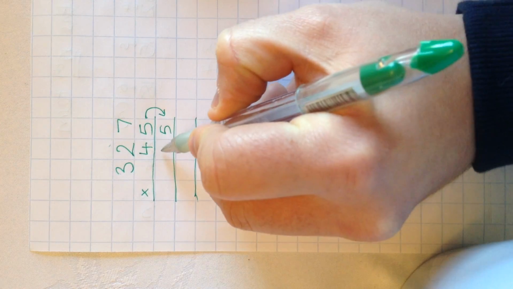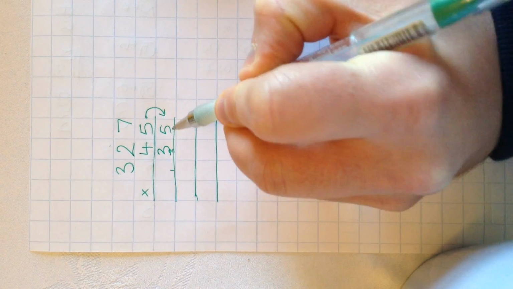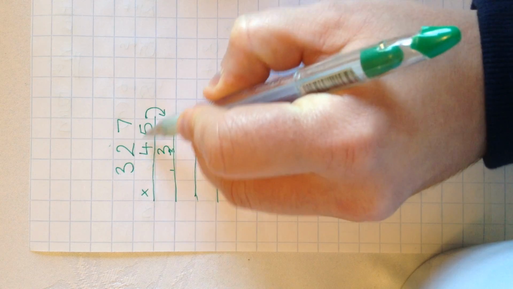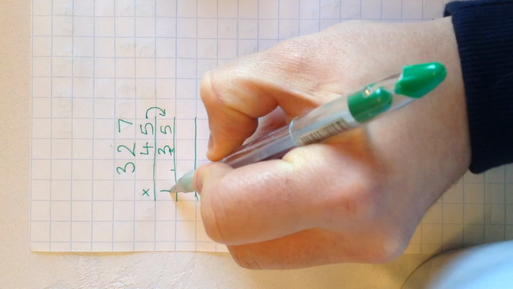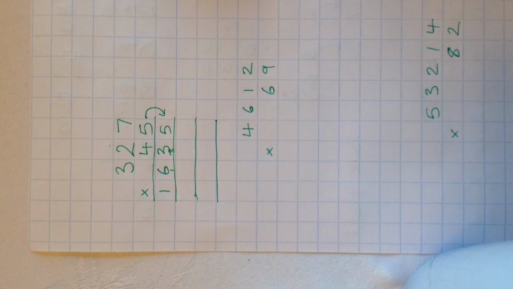Add the 3, don't forget, is 13, so we carry the 1. 5 times 3 is 15. Add the 1 is 16. Nothing else, so we can put the 16 in.